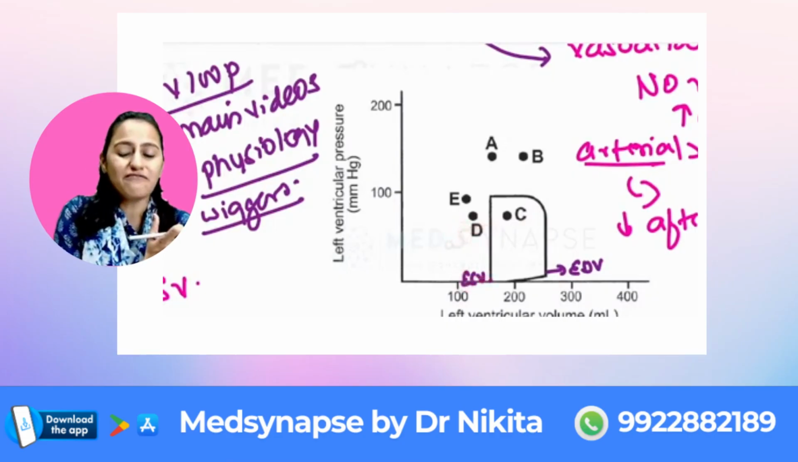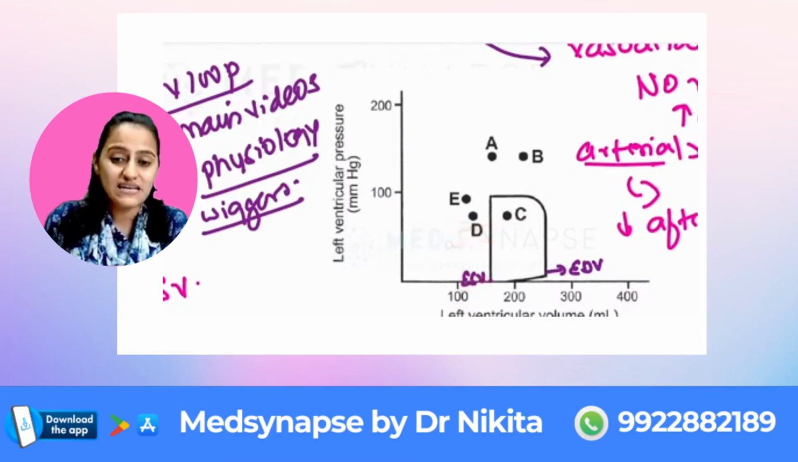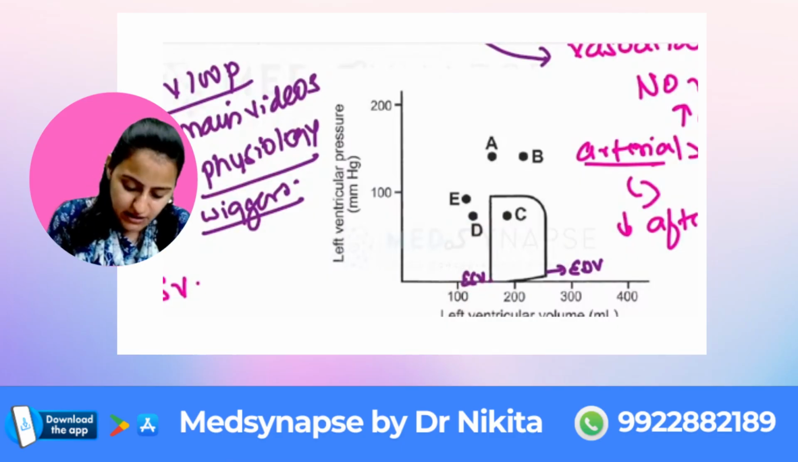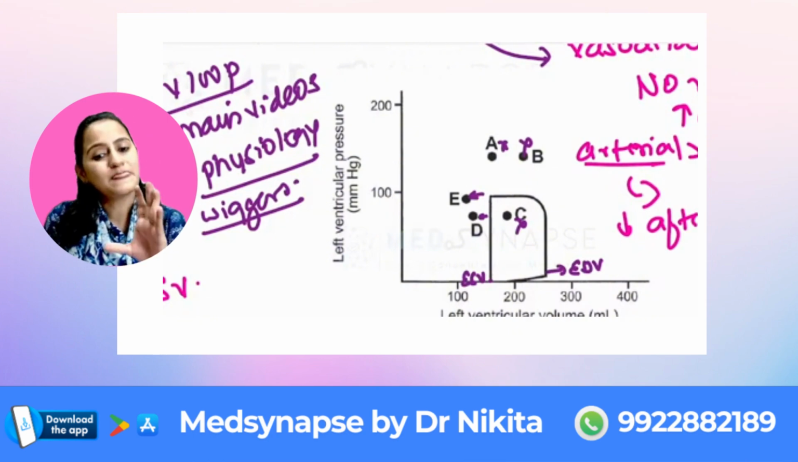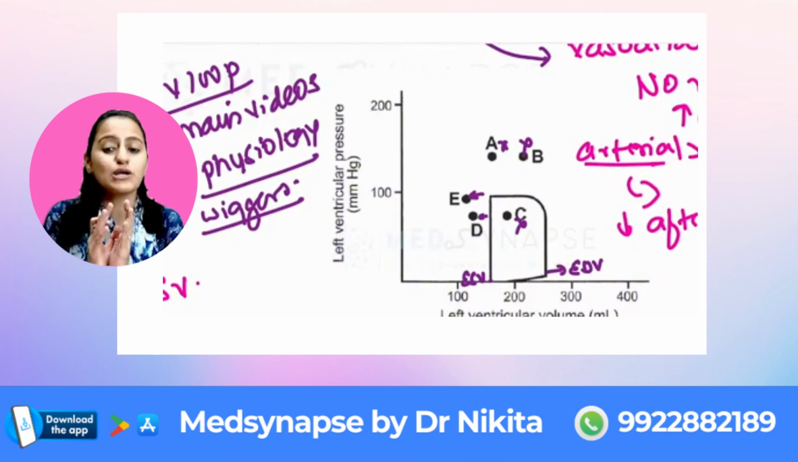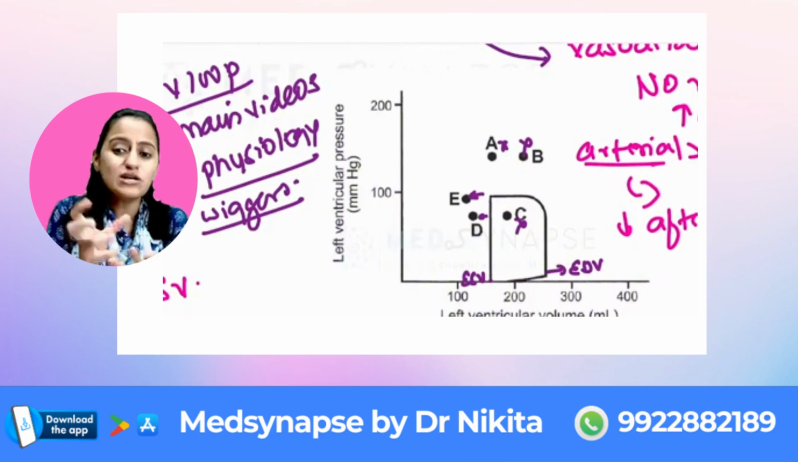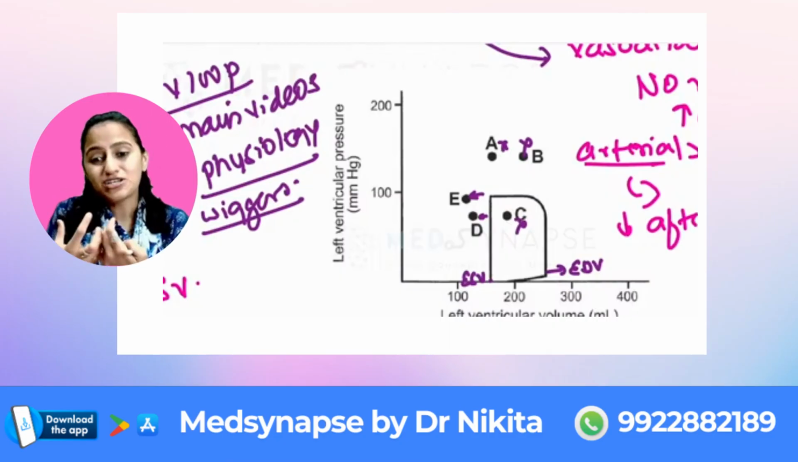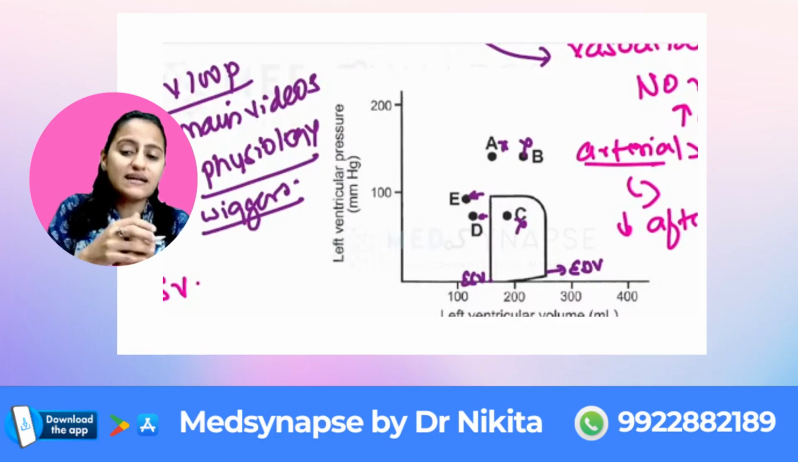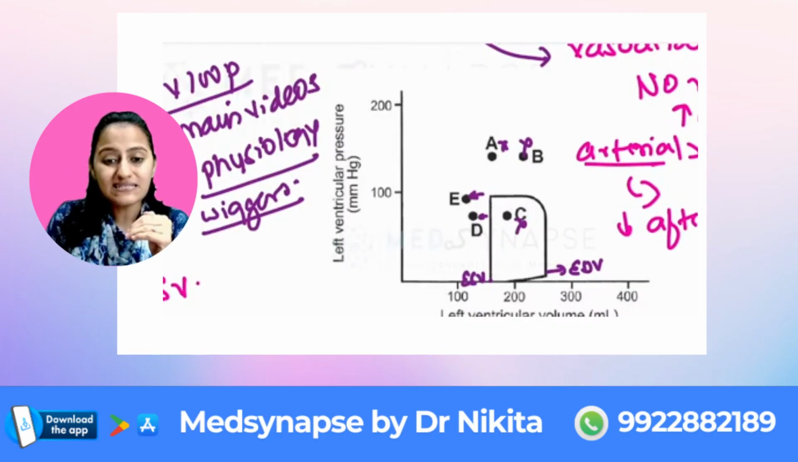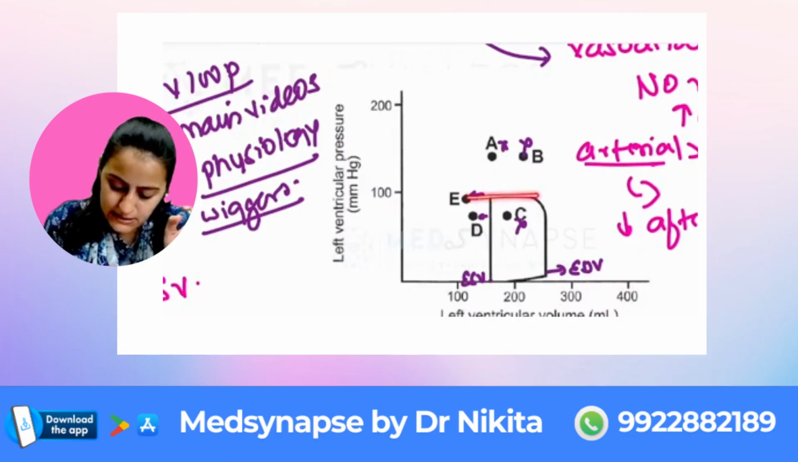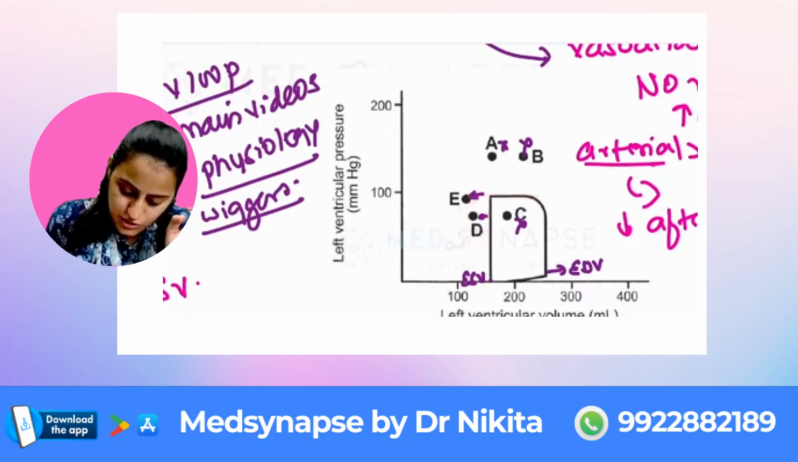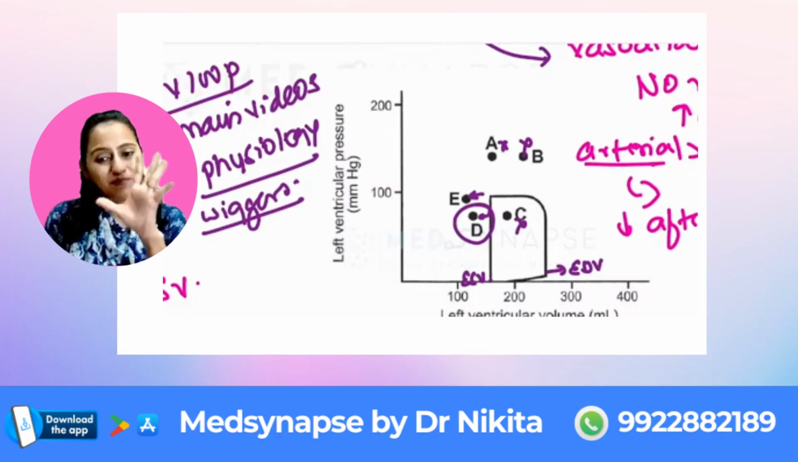That means the graph will shift to the left side. So what points are we ruling out? A, B and C will not be the answer; it will be E or D, because the end systolic volume is decreasing. Next, because the afterload is decreasing, the pressure required to pump against that decreased afterload will be less. So the left ventricle pressure will be less as compared to normal, right? So the answer is going to be D, because the pressure is decreasing.